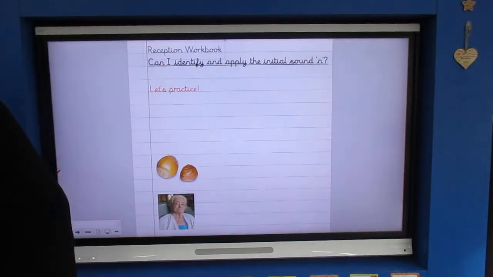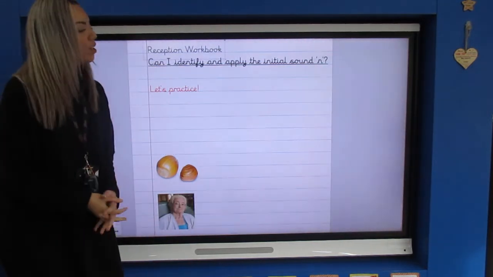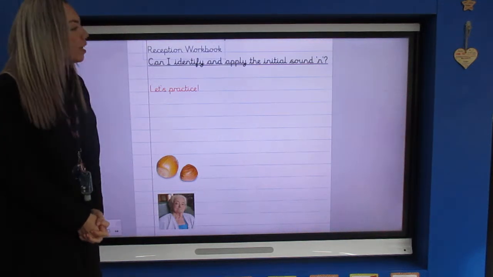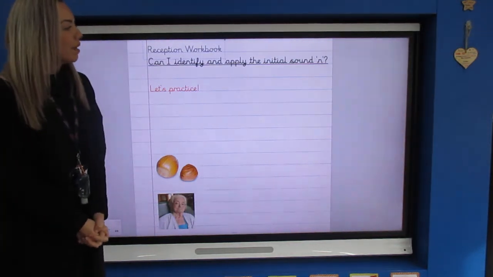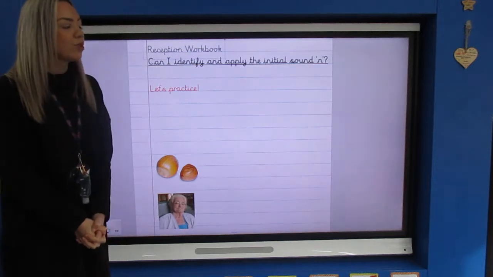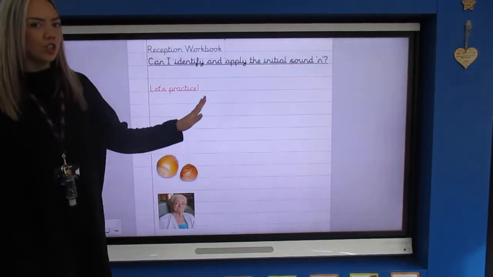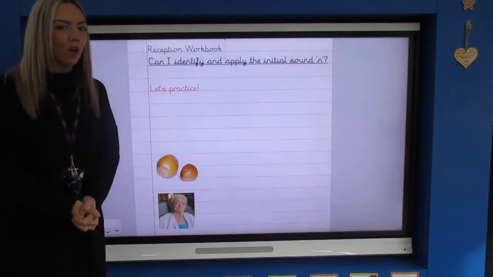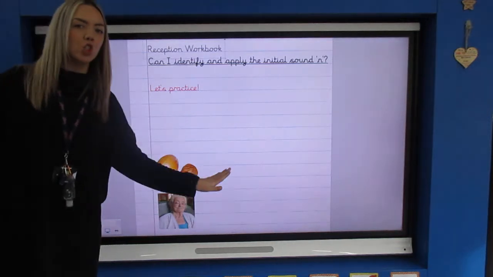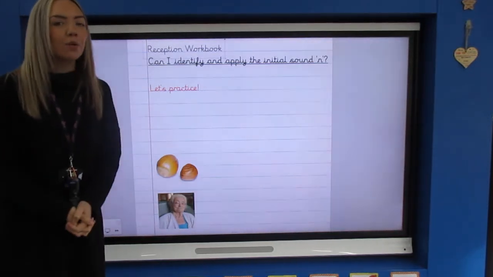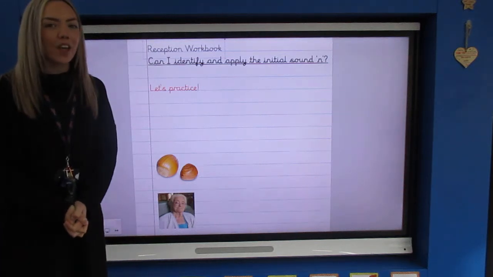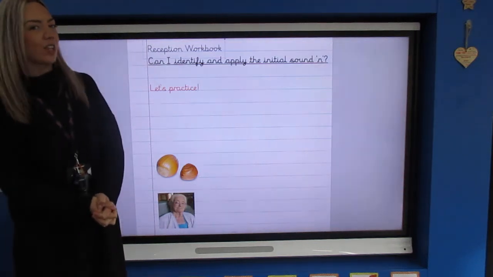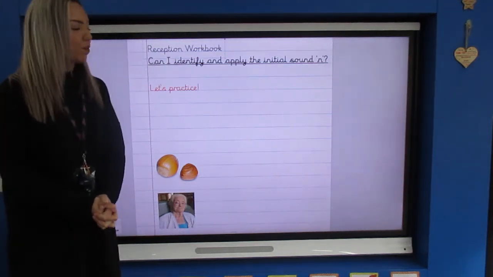And today, we're focusing on a new sound. And our learning question is, can I identify and apply the initial sound? Remember your action, show me. And who can remember the song? I think we can all sing it together. And remember, your parents are going to know lots of these songs by the end of the week, so let's sing it together.